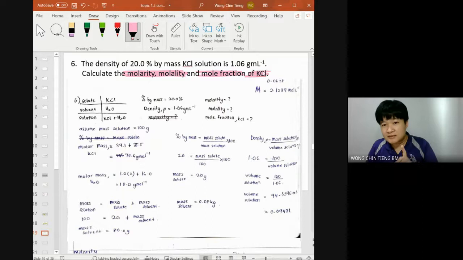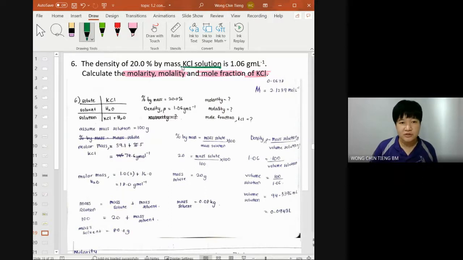Okay. Just now Shikin asked. The question stated is KCl solution. So who is your solvent? So like I say, solvent will be forever water. Always. Okay? Always. So look at the way that your friend do over here.